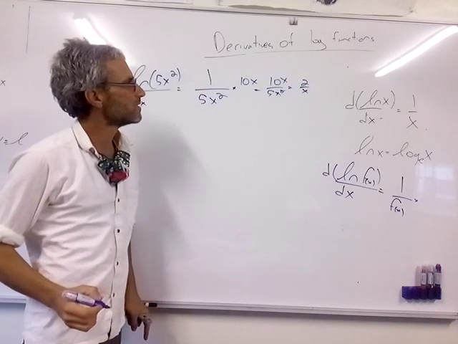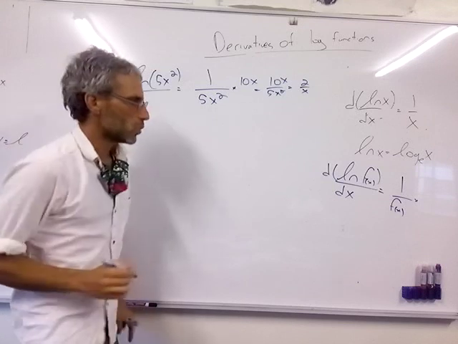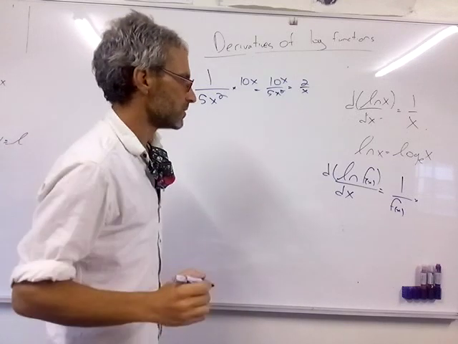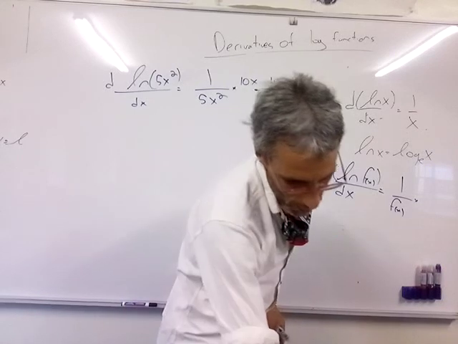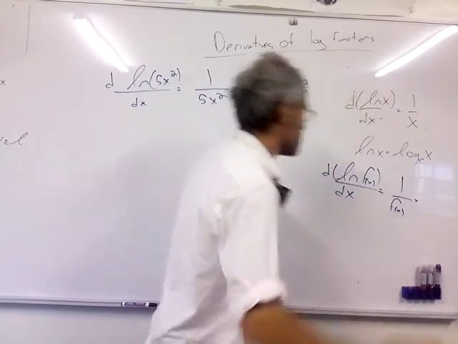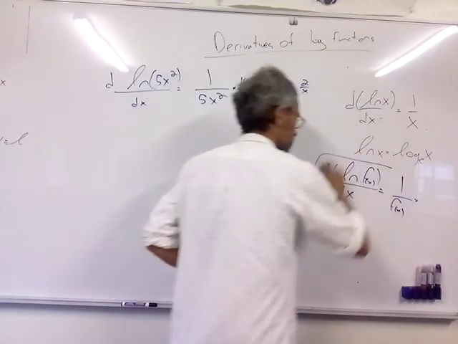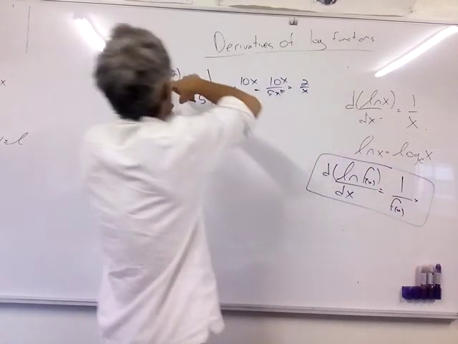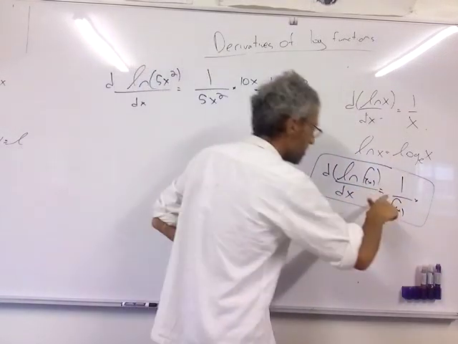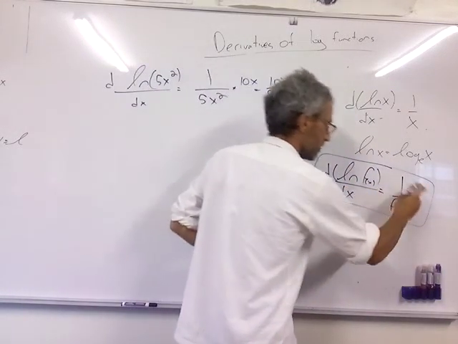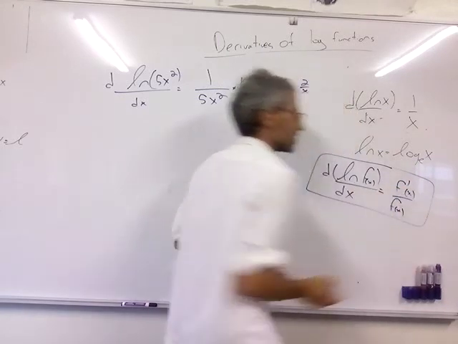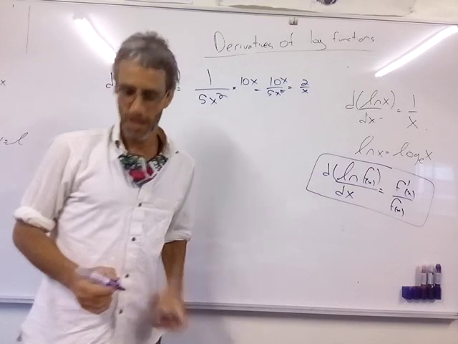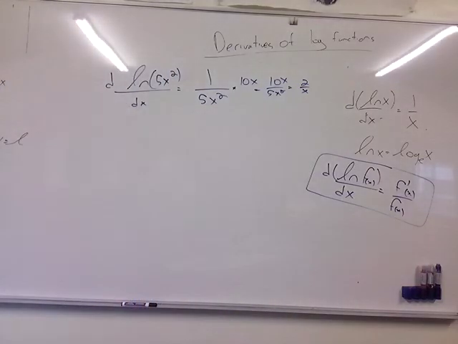Is that right? Yeah. So, maybe more important, I just want to make sure, what will be the general formula? This was for a specific f of x, 5x squared. What will be the derivative here? That's it. I'm going to even write it here: times the derivative of f of x. Yeah? Okay, cool. Let's do some examples.